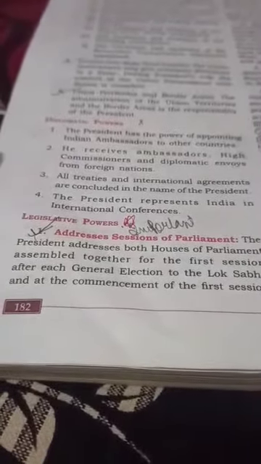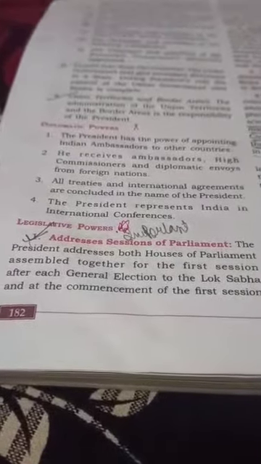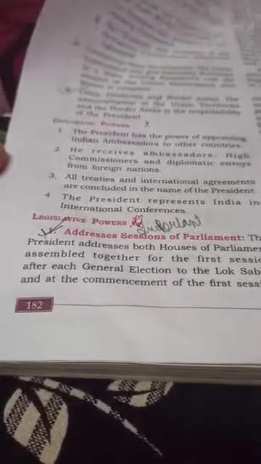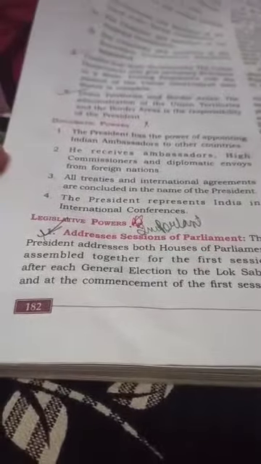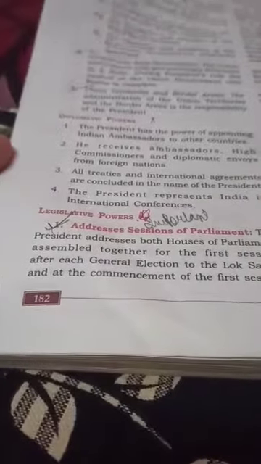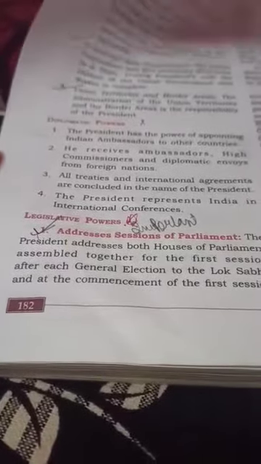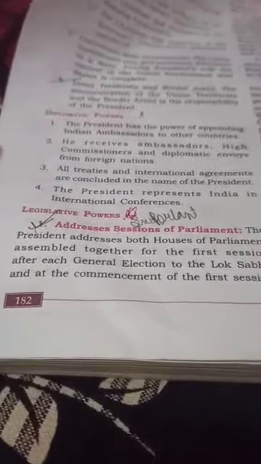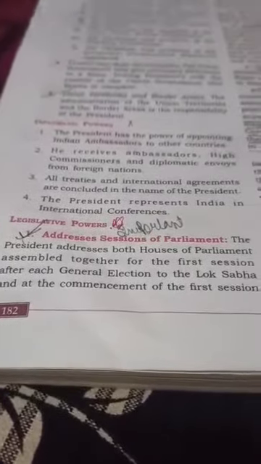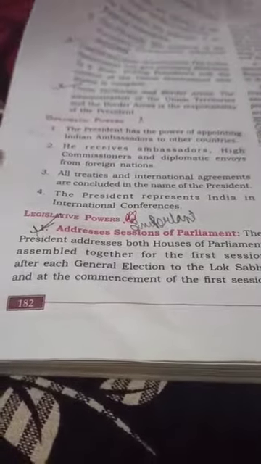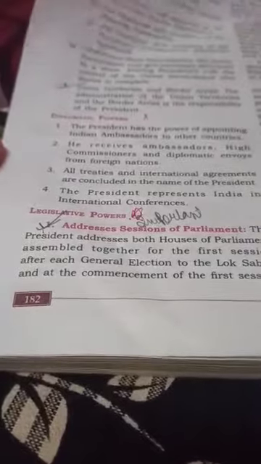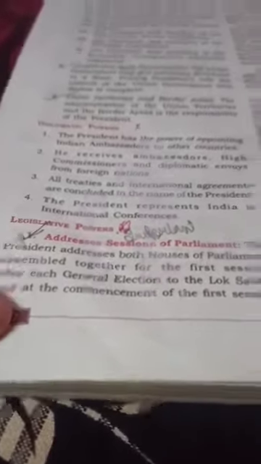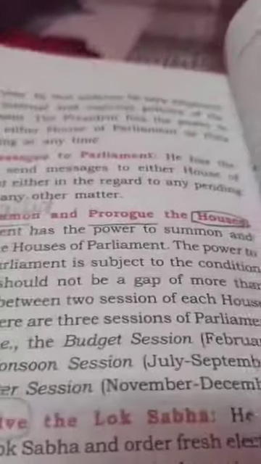And during the 5 years, at the start of every year, the president is going to address the house. So two different times. First, when the new Lok Sabha is formed after fresh general elections, the president will address both the houses of the Parliament. And second, every year within the 5 years, at the commencement of every year, he will address both the houses of the Parliament.